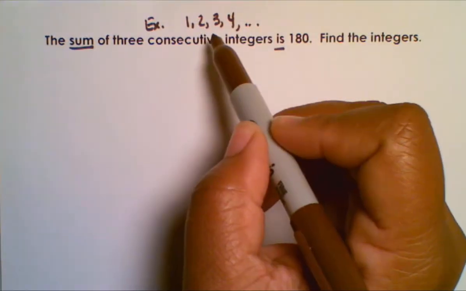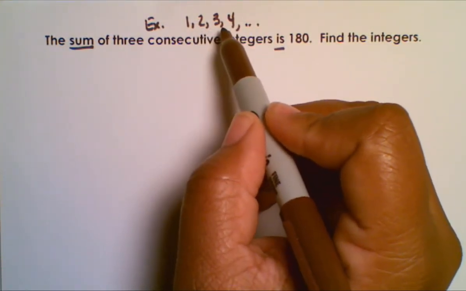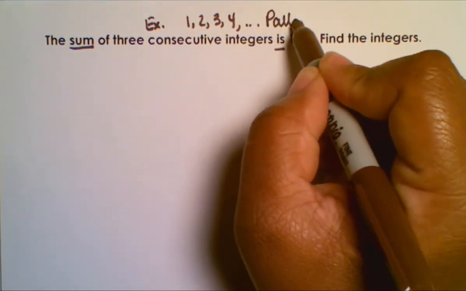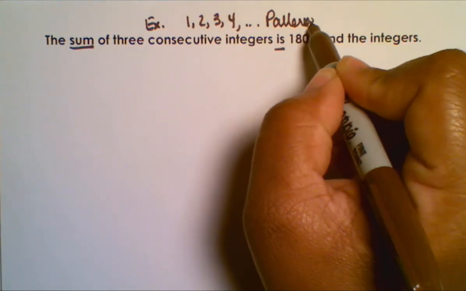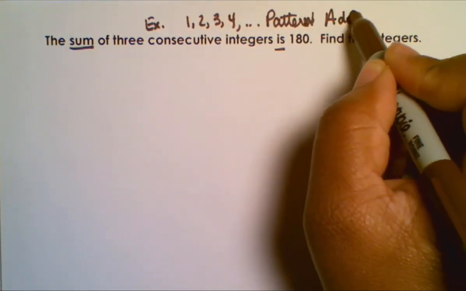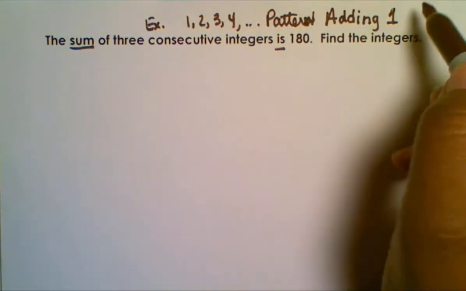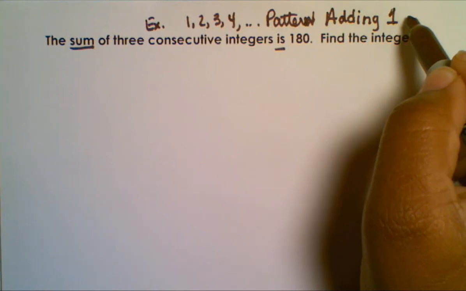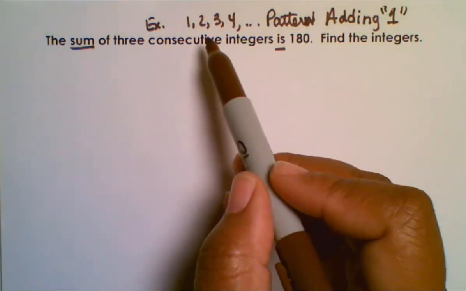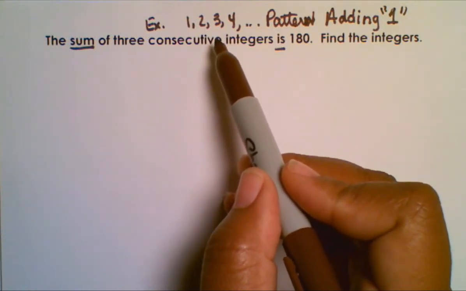I want you to think of the pattern to get from 1 to 2, 2 to 3, 3 to 4. The pattern that you see is that we are adding 1 each time. To get from 1 to 2, we add 1. To get from 2 to 3, we add 1.